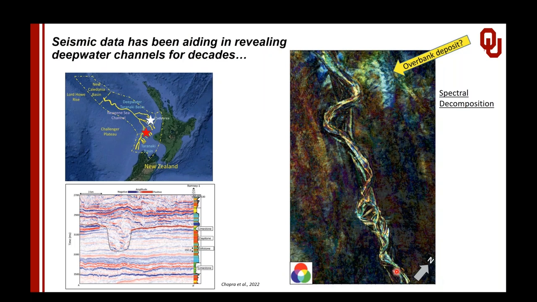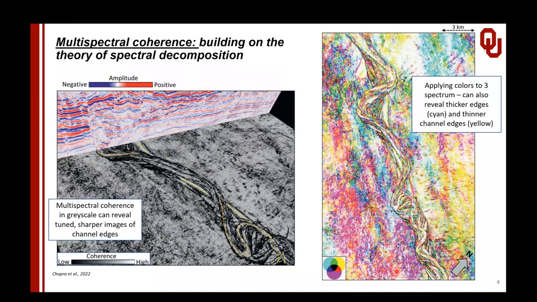To focus on some of the newer things we're doing with seismic data related to deepwater deposits, here is one of the newer methods, which came about maybe 6 years ago. We took the principles of spectral decomposition and started applying them not just to the seismic amplitude data, but also to coherence, this edge-detecting attribute that we have.